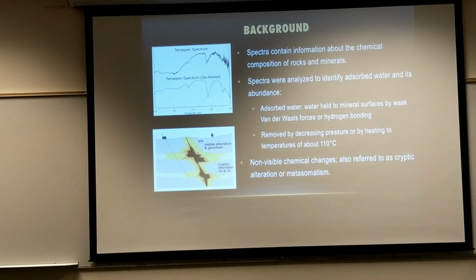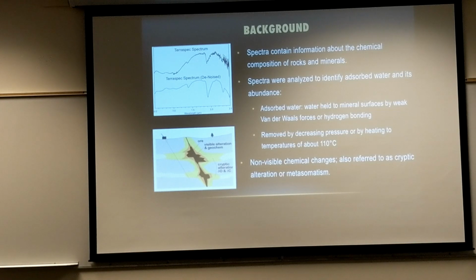So the background for this is that the spectra contain information about the chemical composition of rocks and minerals. It's a chemical technique. The spectra that we're analyzing here, we're analyzing to identify adsorbed water and its abundance. Specifically, we're looking for adsorbed water that's held onto the mineral surfaces by weak van der Waals or hydrogen bonding. And this is the kind of water that will be released by a decrease in pressure or by heating to temperatures of 110 degrees Celsius.